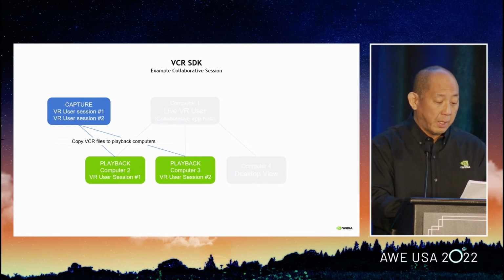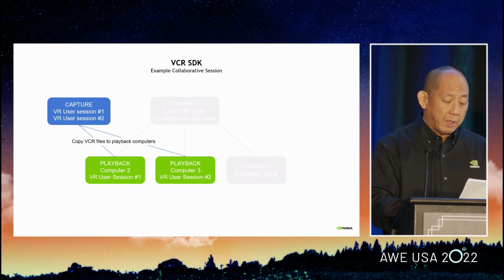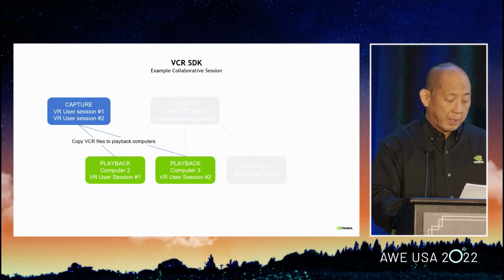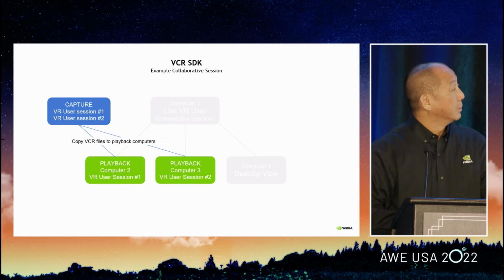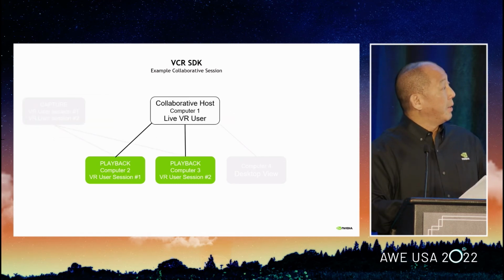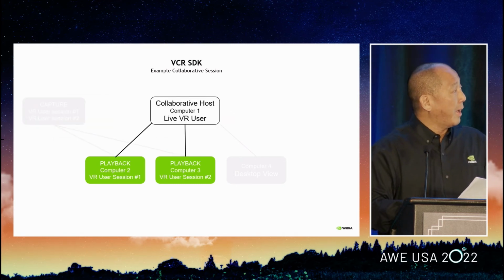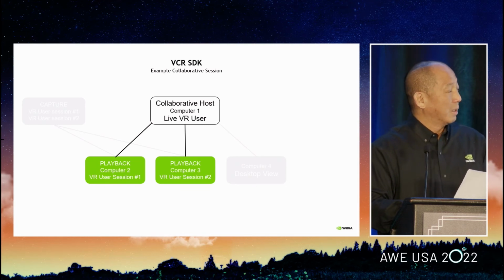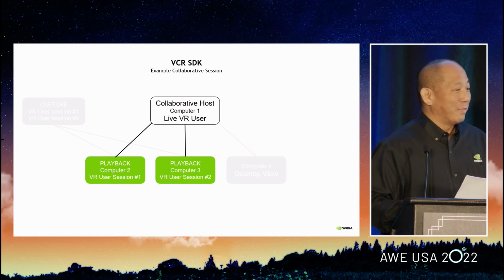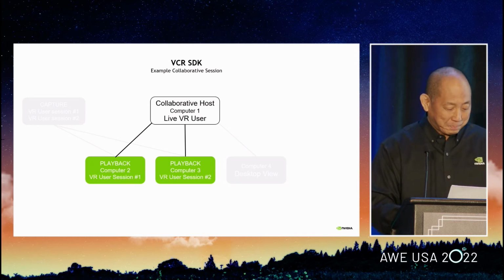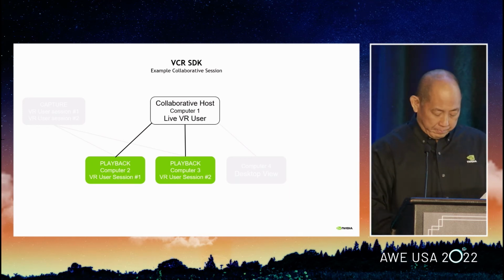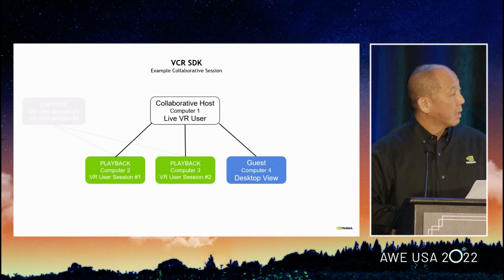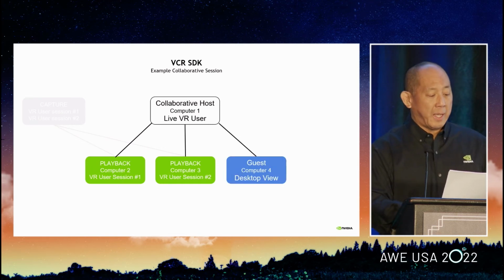application. A physical person in VR could host a session and invite two computers to join and play back their recorded session. So once they're recorded, then you have a host in a collaborative app. They're actually in VR, physically, as a physical person, and then invite two computers to join. Then you could actually add an additional layer.